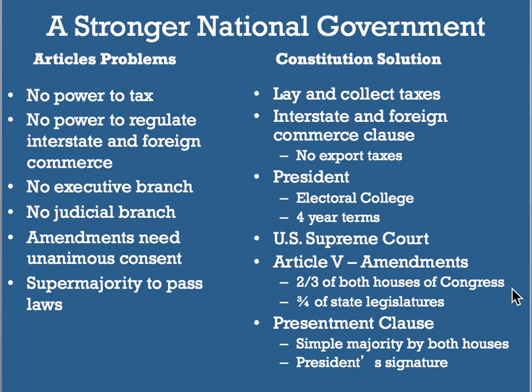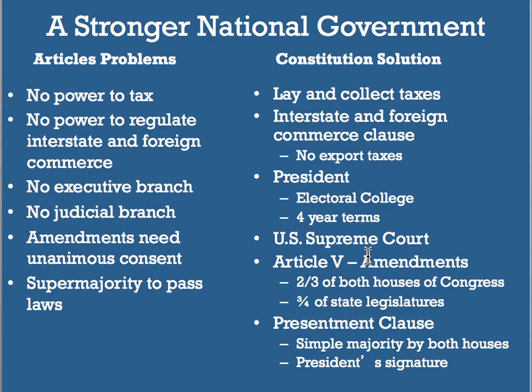Now, this just lays out the fact that some of the problems under the Articles are then resolved under the Constitution. Under the Articles, there's no power for the federal government to tax. Under the Constitution, Congress has the power to lay and collect taxes. Under the Articles, there's no power of the federal government to regulate interstate commerce or foreign commerce. Under the Constitution, that's given. Under the Articles, there's no executive branch. Under the Constitution, there's a president. It's going to serve for 4-year terms. Under the Articles, there's no judicial branch. There's no way to settle disputes legally. Under the Constitution, we have a U.S.